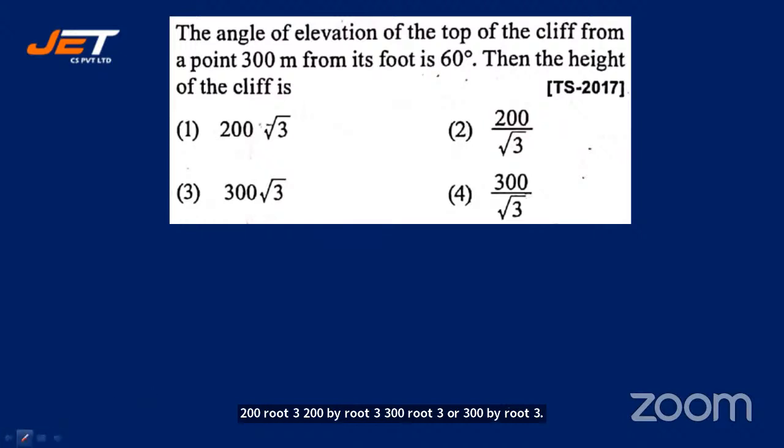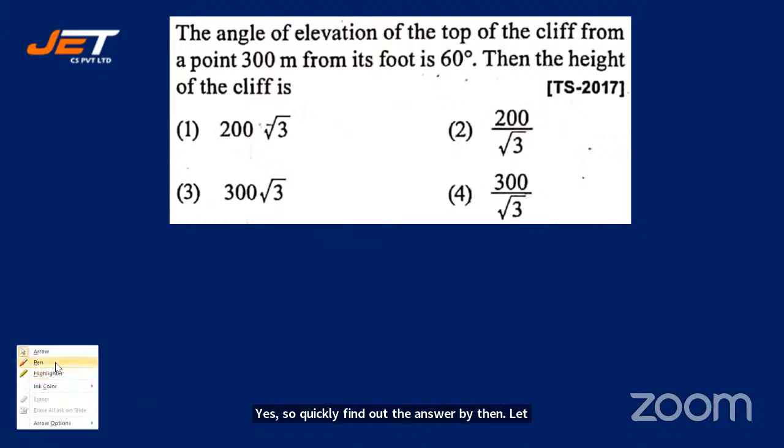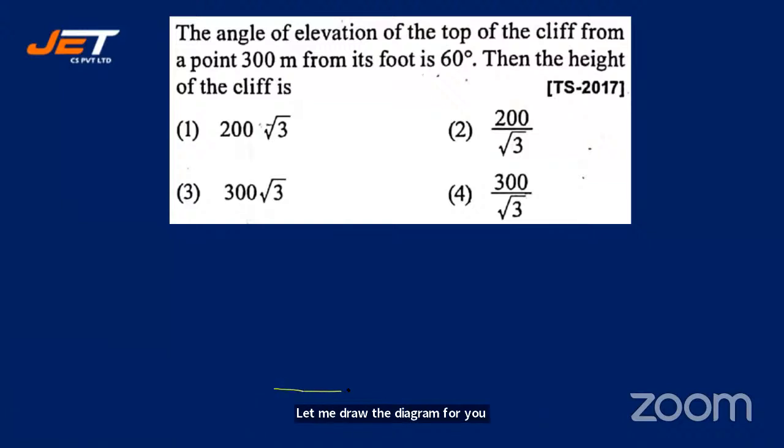By then, let me draw the diagram for you so that you will understand it very well. See, you have a base here, right? The triangle goes like this. All right, so let's assume this to be A, this to be B, and this to be C. So he says the angle of elevation from the top to the foot is 60 degree.